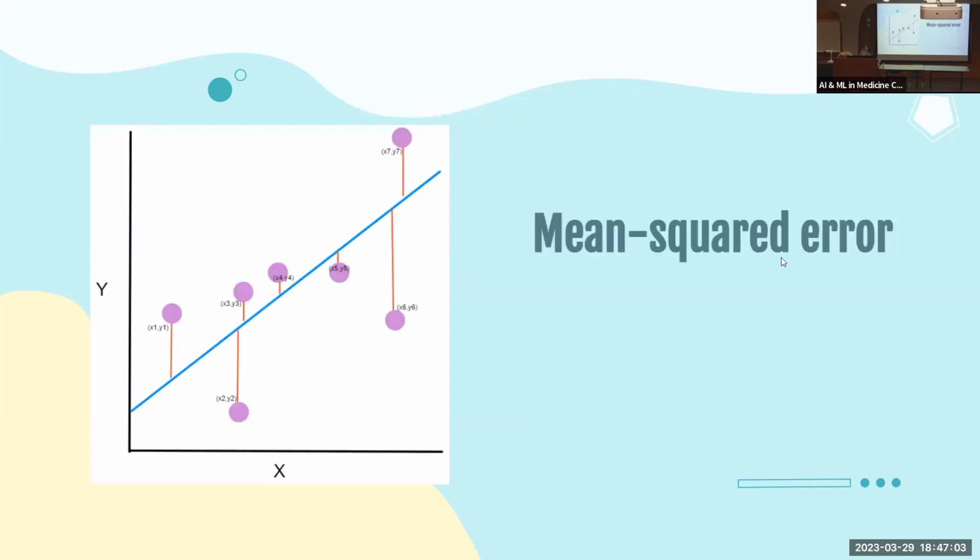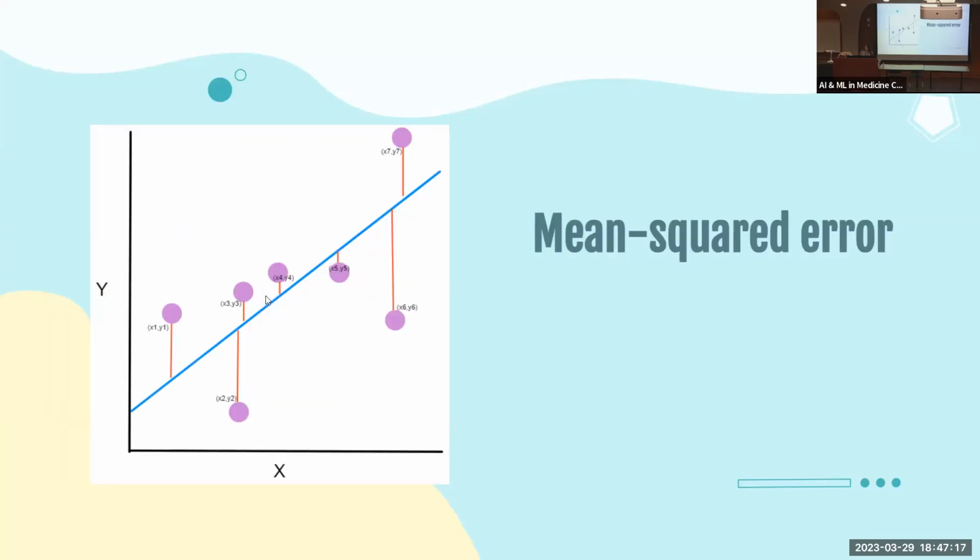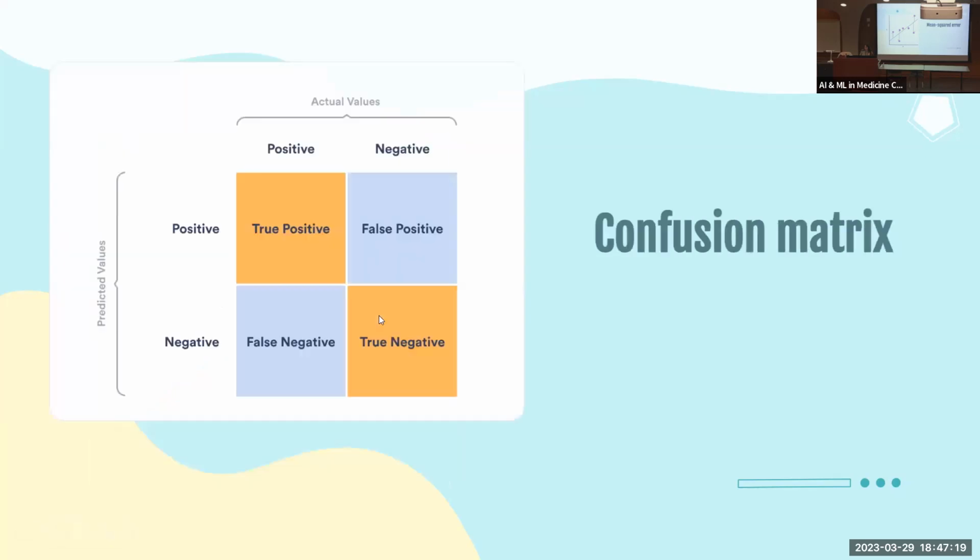Mean squared error is another one. This is good for just things like logistic regression. You just want to make sure that your line is going as close as it can to the data points. So I think I have an example coming up. I'll show you guys an example of this.